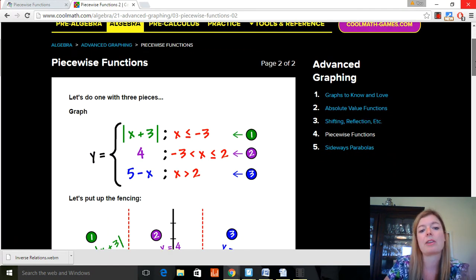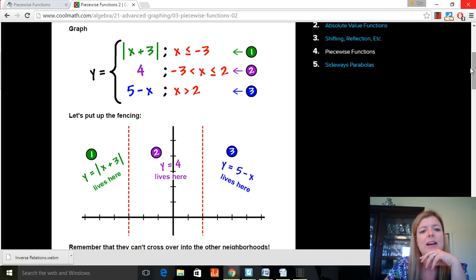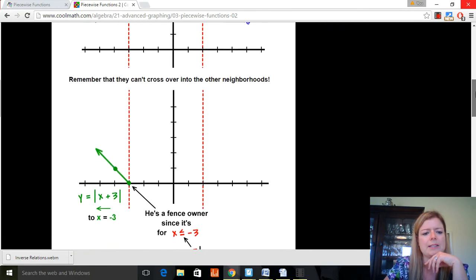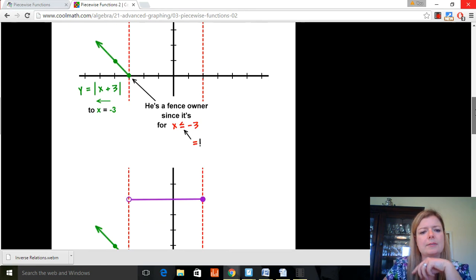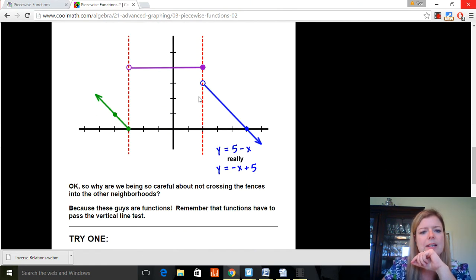And piecewise functions can come in 3 pieces, or 4, or actually any number of pieces. Okay, so in this case, you would have 2 fences, one at 3, and that's the break between this function and this function. Okay, sorry, at -3. And then another one at 2, because that is the x value between this function and this function. So notice here that the green guy owns this fence, but the purple guy owns this fence. Okay, so he gets a closed dot because he's the fence owner. He does not own this fence, but he gets a closed dot here because he owns that fence. And this guy gets an open dot.